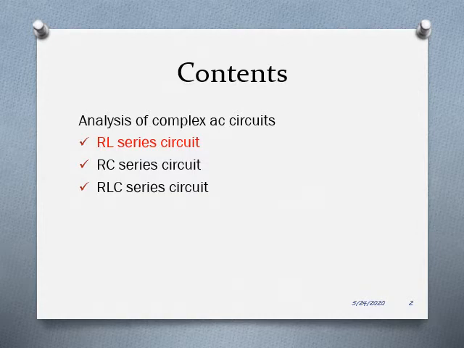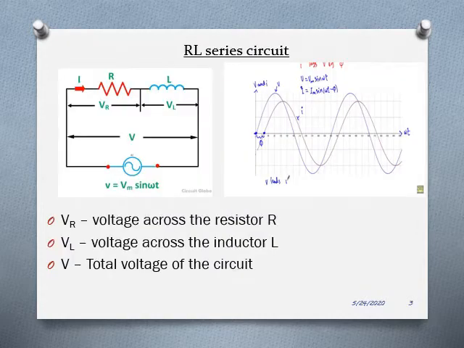RL series circuit means a resistance and inductance behavior when they are connected in series across an AC voltage. So that is what we are going to learn in detail in this lecture. Consider an RL series circuit. An RL series circuit means a resistance and a pure inductance is connected in series, and both of them are connected across an AC supply voltage whose instantaneous value is given by v = Vm sin ωt.